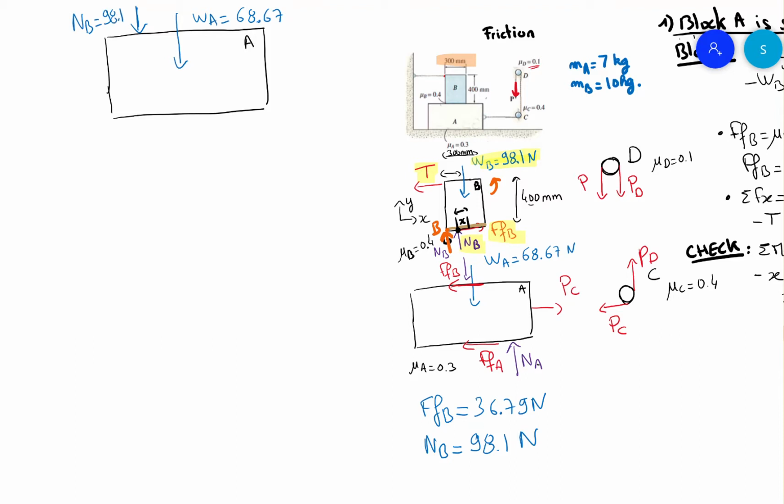We can write the distance. We know that it's 150 millimeter. Right? We know the force of friction going to the left, FFB, and FFB is equal to 36.79 Newton. And the forces that we don't know, PC and NA, somewhere below, and FFA.